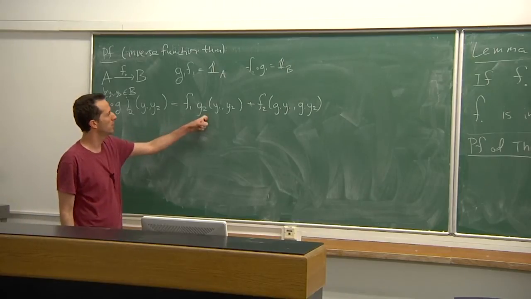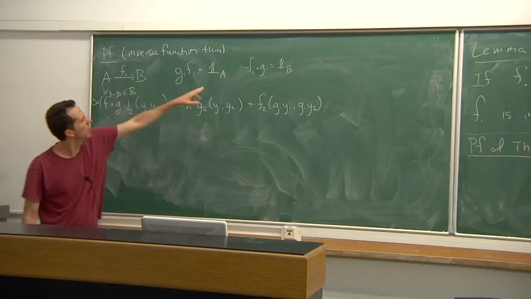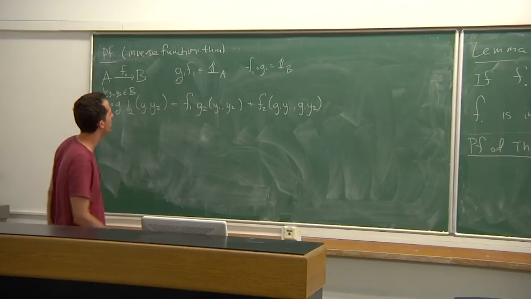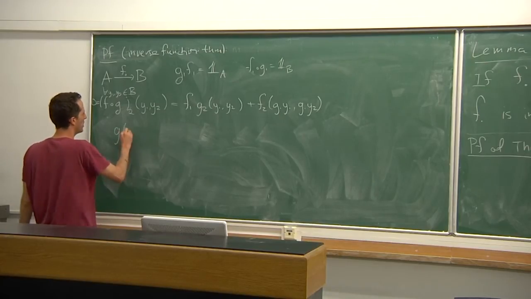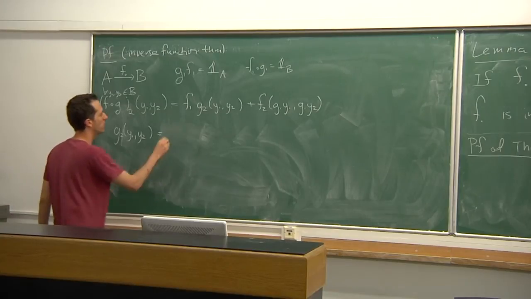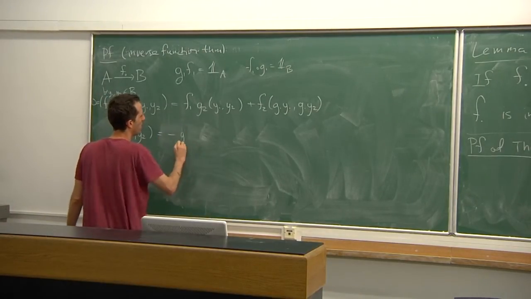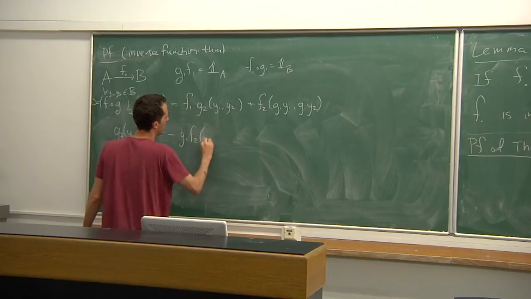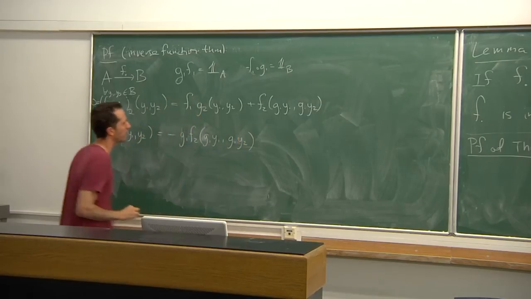But g2, we don't know what it is yet. So how can we solve for g2? Well, we have this inverse, right? g1 is inverse to f1, so we can just apply g1 and we find the g2. We really have no choice but to define it to be g2 of y1, y2 equal to minus g1 applied to f2 of g1 y1, g1 y2.